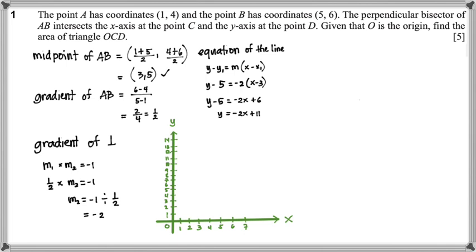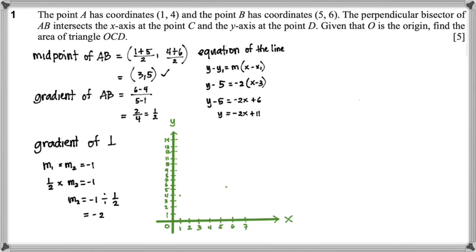So plotting the points that we got so far, A is 1, 4. Let's assume that it's at this point, 1, 4. And B is 5, 6. Okay, 5 and then 6. So it's around 5.